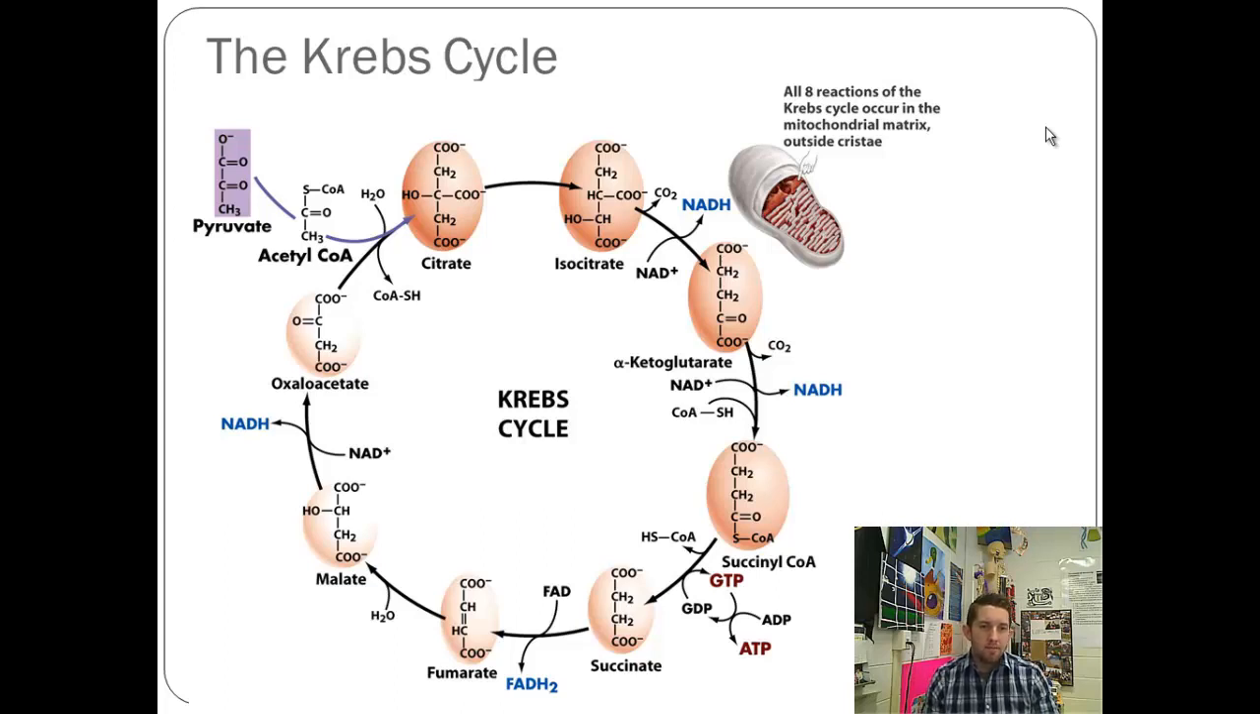So we're at fumarate. We have to go from fumarate to malate. This is an enzyme called fumarase that speeds up this reaction, and we also need the addition of a water molecule. So when you're feeling dehydrated, if you're not getting enough water, this step is going to break down.